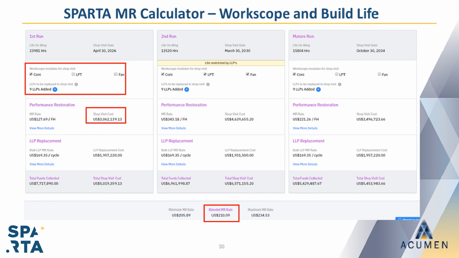If we unclick the LPT box, the engine is built for 9,000 cycles, limited by the LPT LLPs. The estimated shop visit cost is reduced to $3 million. And the overall impact on the blended MR rate is a reduction from $216.08 to $210.09. This feature allows power plant engineers to change the work scope and build life easily to see the effect over the engine's life cycle.